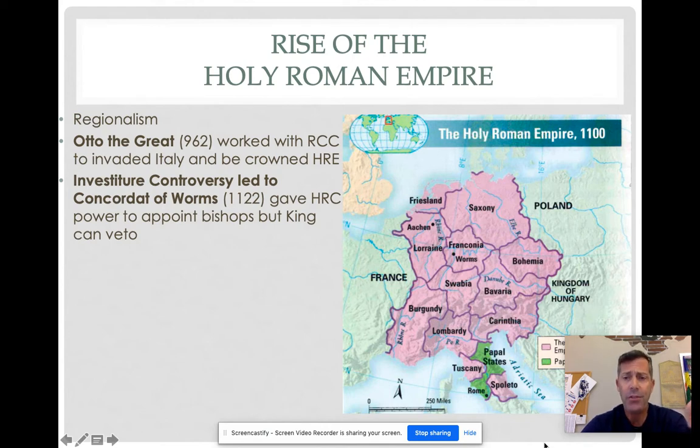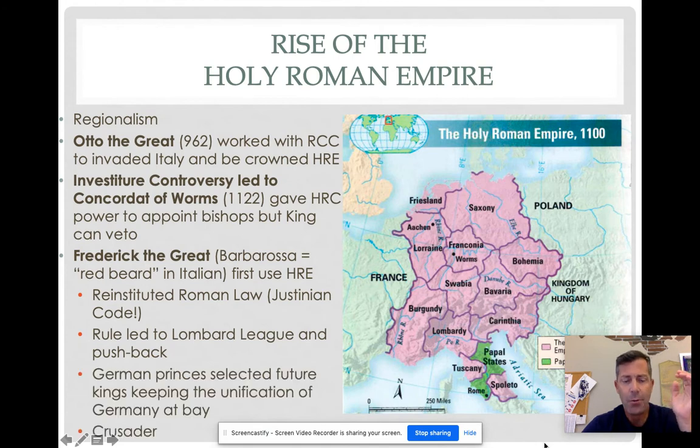So what happens is the Roman Catholic Church wanted to appoint bishops. But at the Concordat of Worms, Worms being a city, you see it on the map, they make a compromise where the Roman Catholic Church can appoint bishops, but the king has the right to veto. Now, why does that even matter? Basically, you got to look at it as this is an attempt by the governments to keep the church in check.